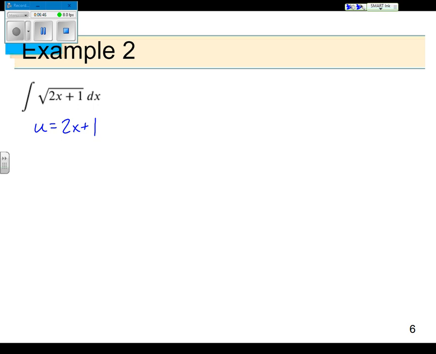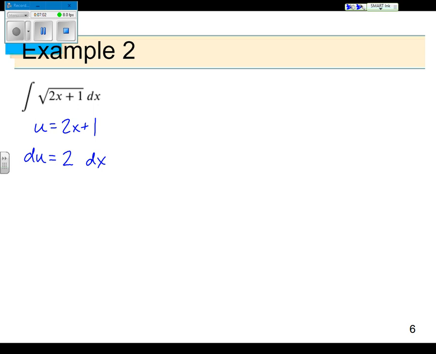Okay, automatically I know I'm going to need a du. I want everything in terms of du. So I tend to do my steps all in one right there. So I go ahead and multiply both sides by dx when I take the derivative. So I get du is equal to 2 dx.